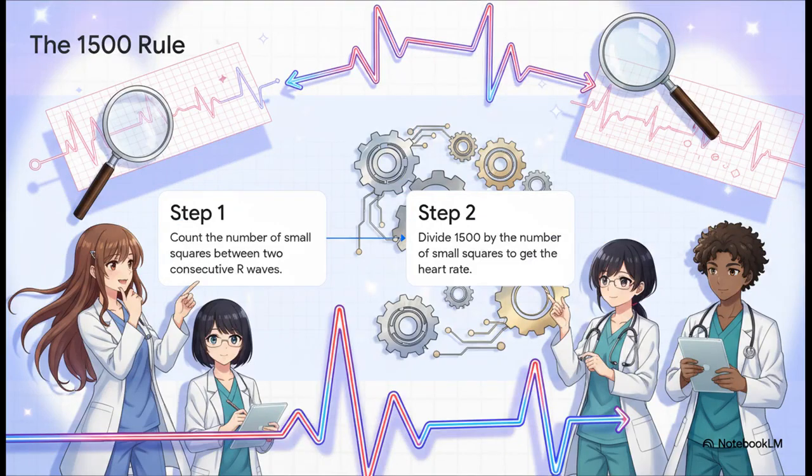So how do we calculate the heart rate? For your exams, the most accurate way is the 1500 rule. It's super simple. All you do is find 2 R waves in a row. Those are the big spikes. Then you just count the number of tiny little squares between them. Got that number? Great. Now just divide 1500 by whatever that number is. That's it. That gives you the heart rate.